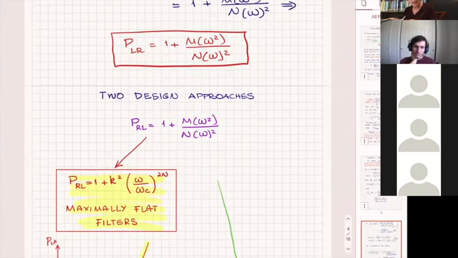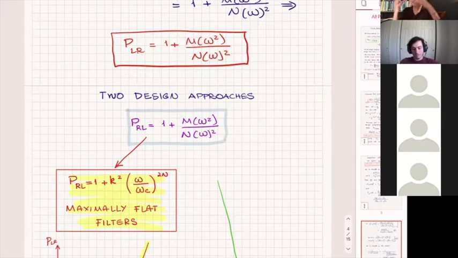But what that tells us is something extremely important. It tells us that this power insertion loss ratio can, in fact, be written in this form. And that was important for people to develop design methodologies. So we're talking about design, not analysis, all right?